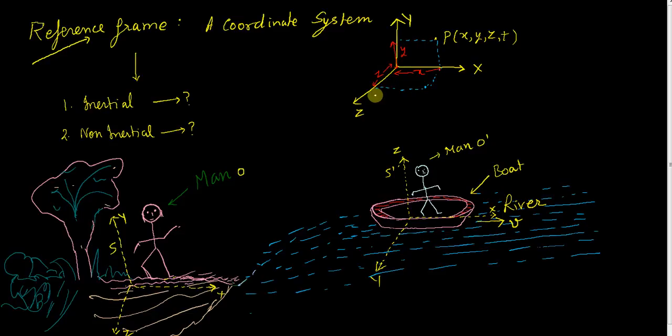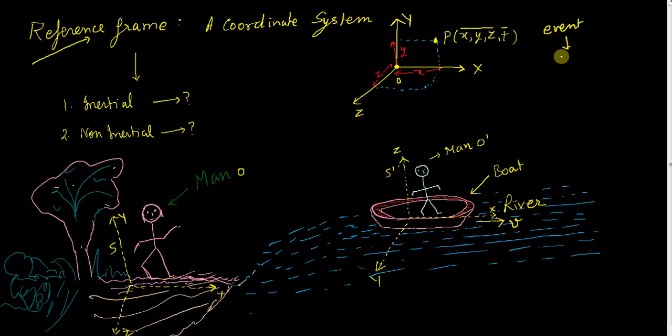Here you can see the coordinate system with the x-axis, y-axis and z-axis. This is the origin O, and if there is a point P in this coordinate system, you can define that in spatial coordinates x, y, z and the time coordinate t. So these four coordinates are important to define this point P. Actually, the point is the event, and an event you can define in terms of x, y, z and t. This is a very important concept.